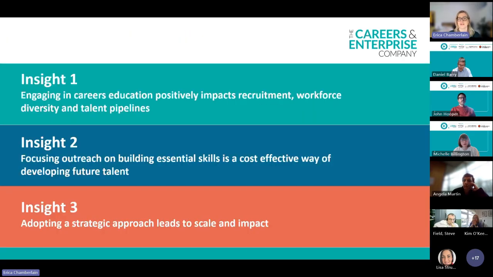So you can see the main findings are split across three areas of insight. The first was that engaging with careers education positively impacts recruitment, workforce diversity and talent pipelines. None of this is particularly surprising, I imagine, for any of you, but what it did do is give us some really good evidence to show that that is the case through the data that we've got. Insight 2 is that focusing outreach on building essential skills like teamwork and communication is a really cost-effective way of developing future talent.